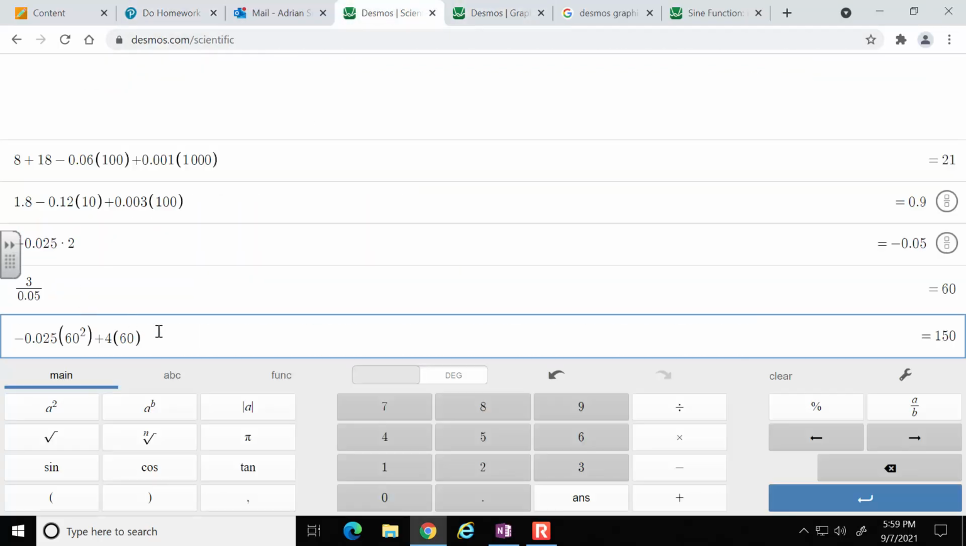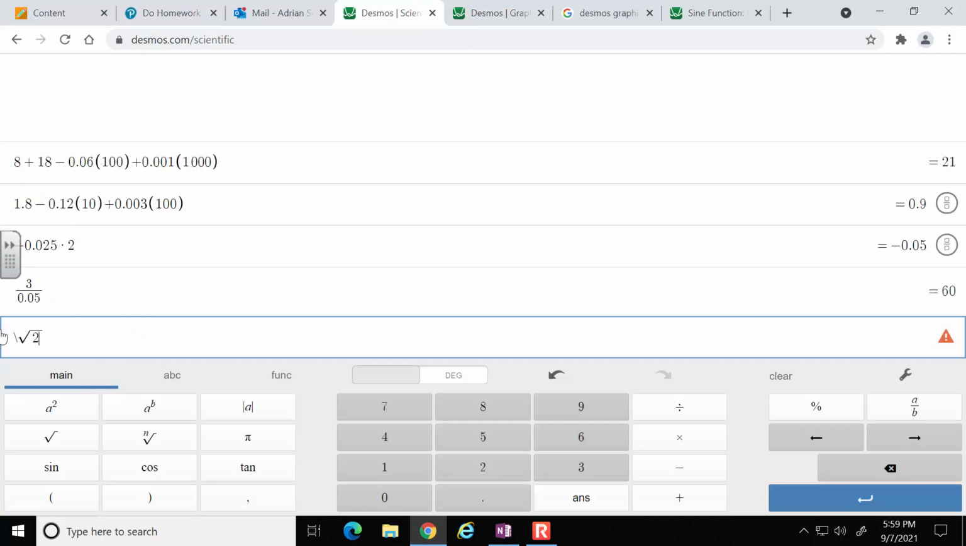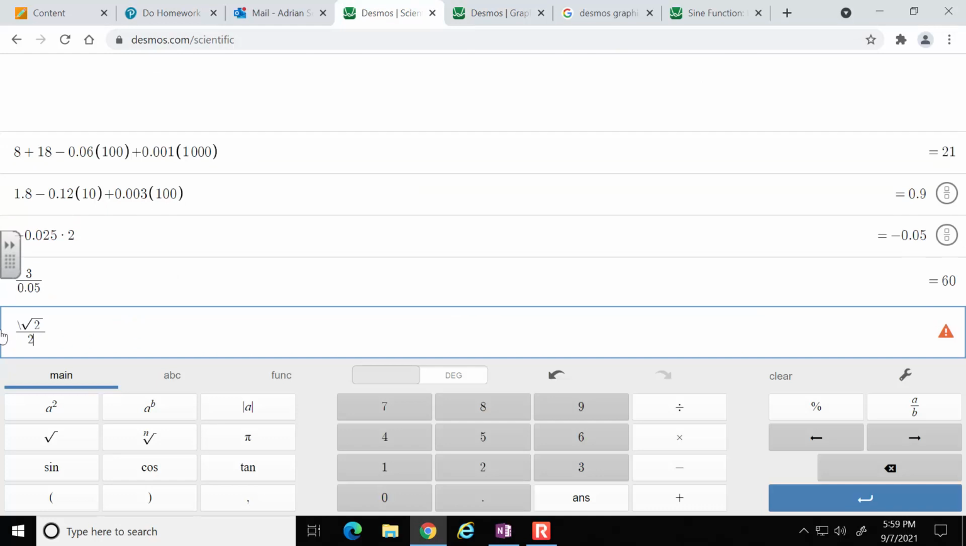Let's see, what is square root of 2 divided by 2? And let me get rid of that symbol. All right, we have 0.707.